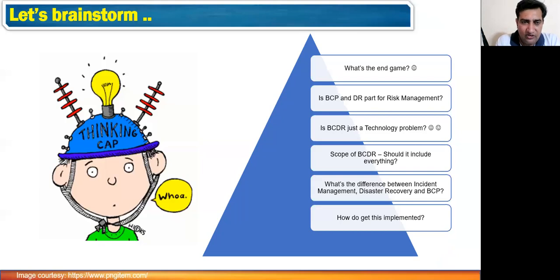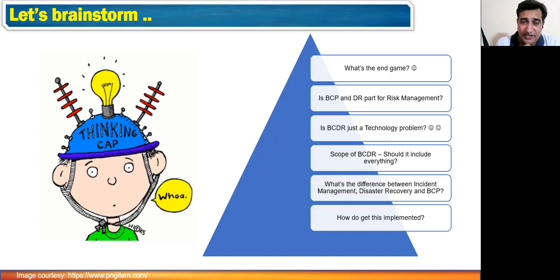Before we talk about business continuity and disaster recovery, I want you to think about some questions here. Let's do some brainstorming. So, first question is, what is the end game? What are we going to achieve by having the BCP and DR plan? What is that, right?